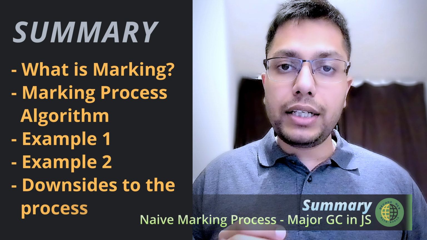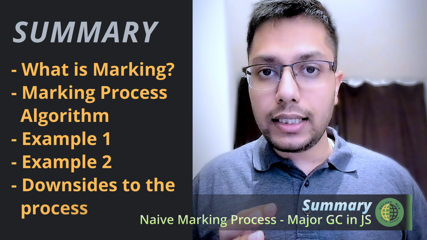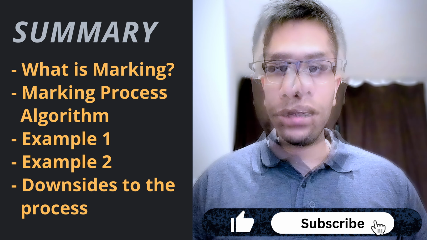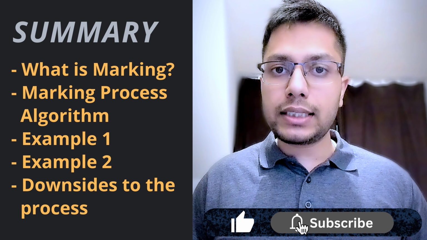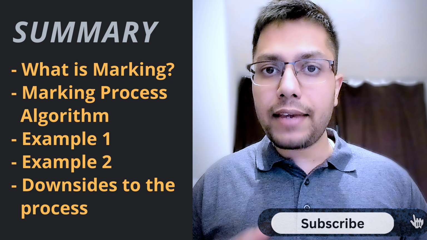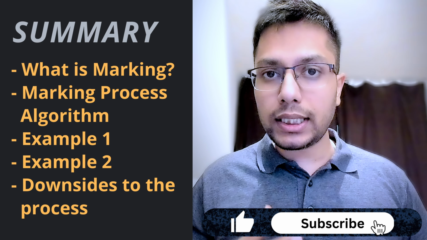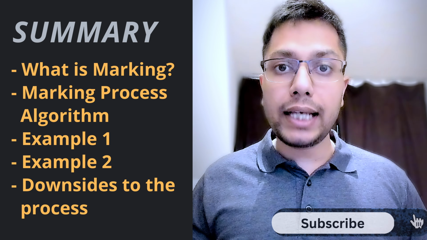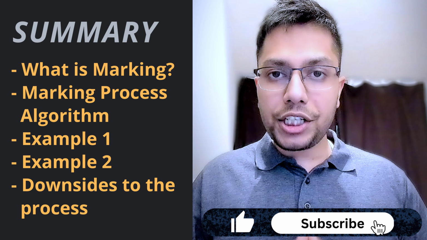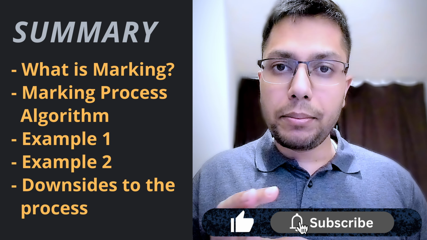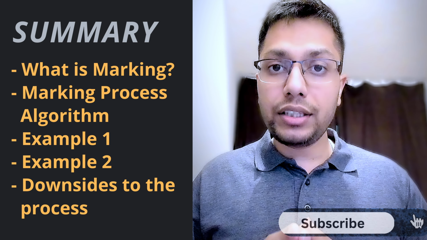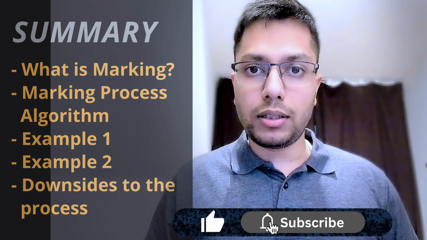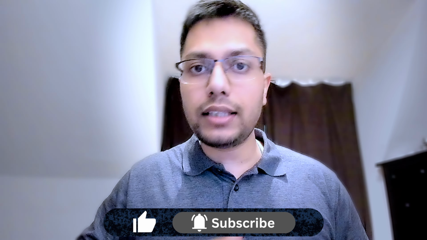To summarize, we discussed what the marking process is and how the garbage collector differentiates between live and dead objects. How the links between the objects are used to mark all the live ones. We discussed the marking process in detail, and we also looked at a couple of examples to visualize how the process actually works. Additionally, we briefly discussed the limitations of the naive approach and the need for a different, better algorithm, the tricolor marking algorithm. And this is what we will discuss in the next video.